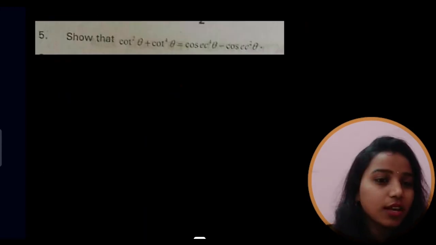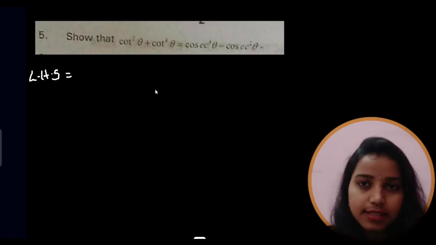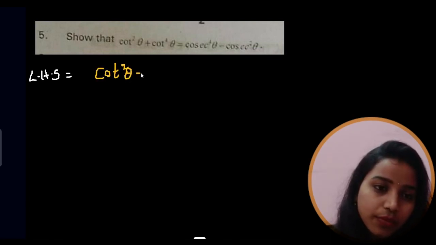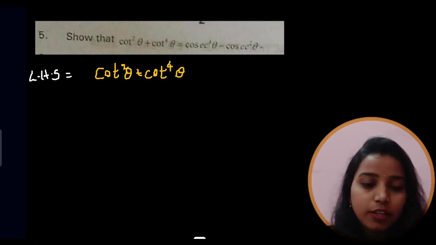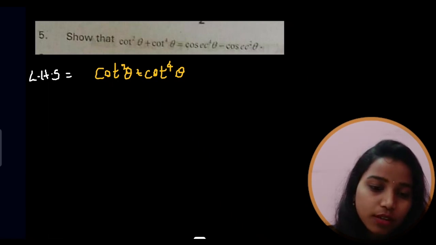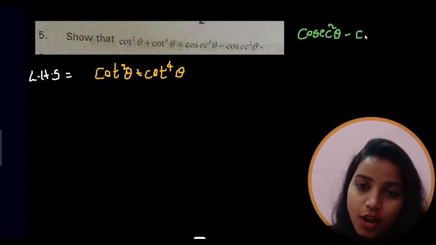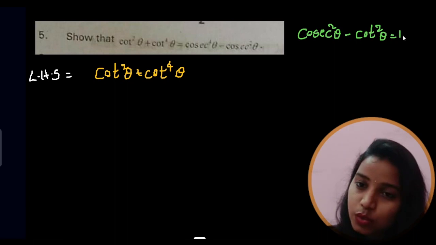Got it? Next. So here we have an equation, and we need to prove it. First, how do we prove it? Let's take the LHS, and then we have to prove it is equal to the RHS, right? So for that, I am considering only the LHS terms, that is cot square theta plus cot power 4 theta. To solve this, you need to know an identity formula. Which identity do you need to know? That is cosec square theta minus cot square theta is equal to 1, right?